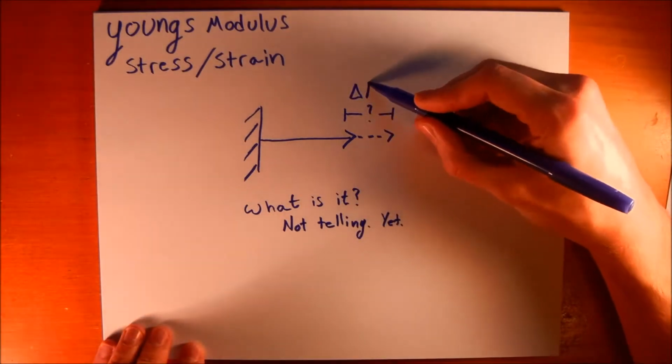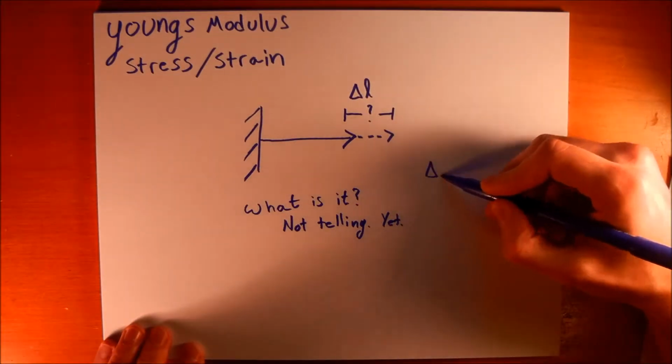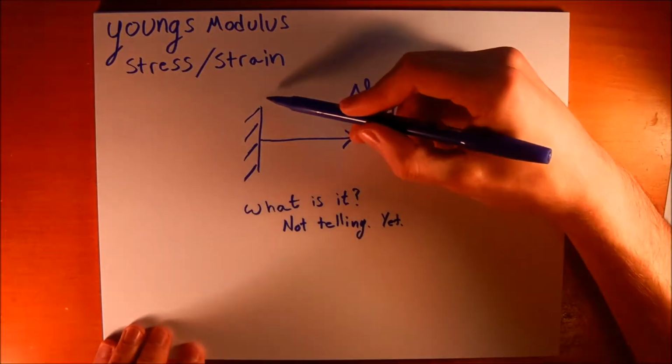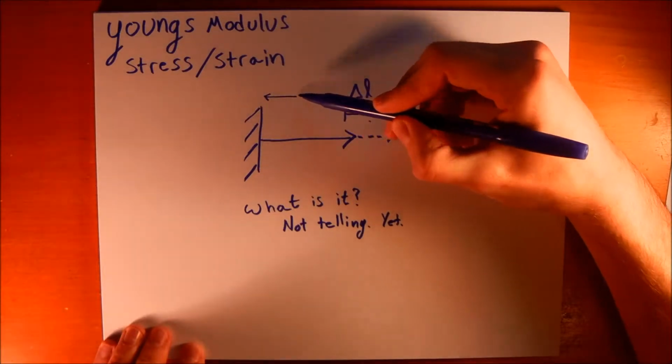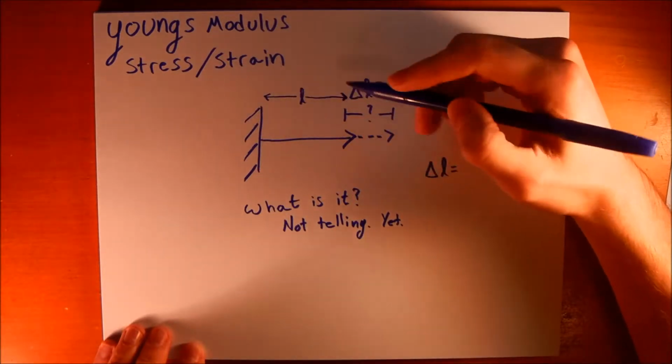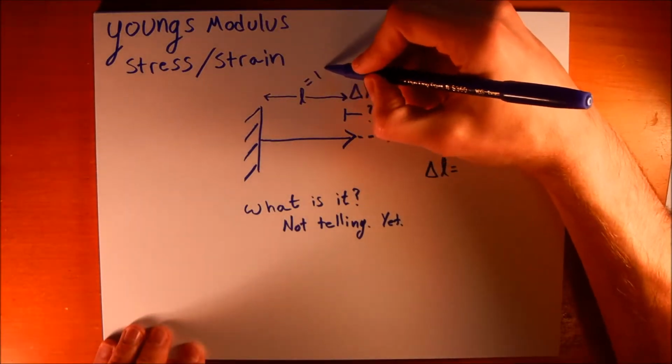What is change in length, delta L? Well, let's write an equation. We can guess that perhaps a longer object would have a greater change in length. So we could put an L on the top of our equation that we're creating.